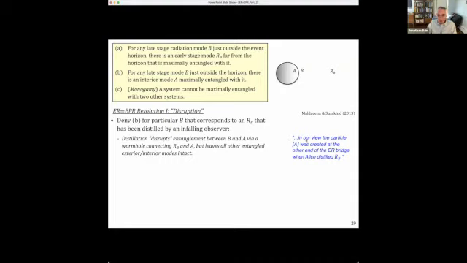So they say, quote, in our view, the particle A was created at the other end of the ER bridge when Alice, the infalling observer, distilled RB.